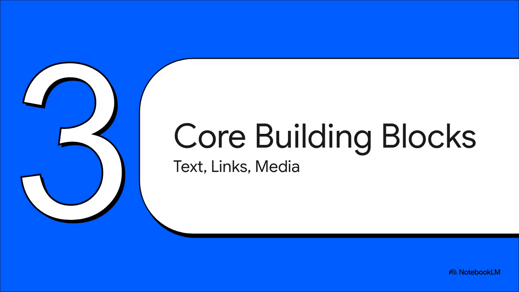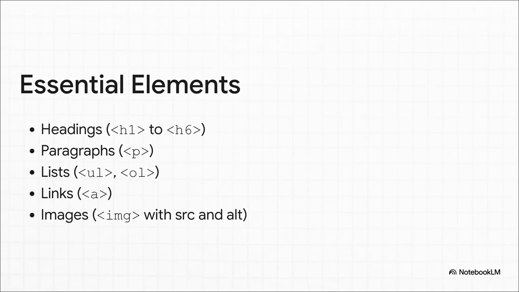Section 3. Core building blocks, text, links, and media. Let's rapidly review your essential everyday tools. We've got headings, which range from H1 down to H6, and there is a massive rule of thumb here. You should only ever have one H1 per page because it represents the main overarching title. Then we have paragraphs, using the p tag for normal blocks of text. We organize items with lists. UL gives you unordered bullet points, and OL gives you ordered numbered steps.